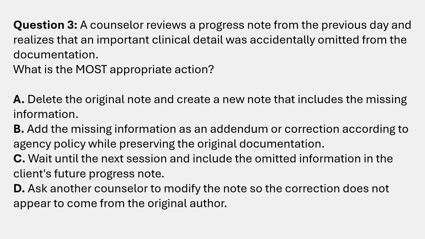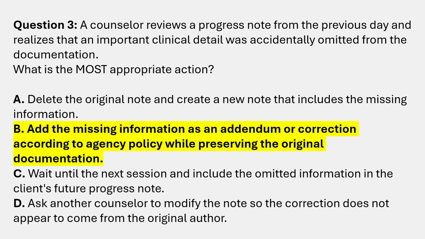Question 3. A counselor reviews a progress note from the previous day and realizes that an important clinical detail was accidentally omitted from the documentation. What is the most appropriate action? A. Delete the original note and create a new note that includes the missing information. B. Add the missing information as an addendum or correction according to agency policy while preserving the original documentation. C. Wait until the next session and include the omitted information in the client's future progress note. Or D. Ask another counselor to modify the note so the correction does not appear to come from the original author.